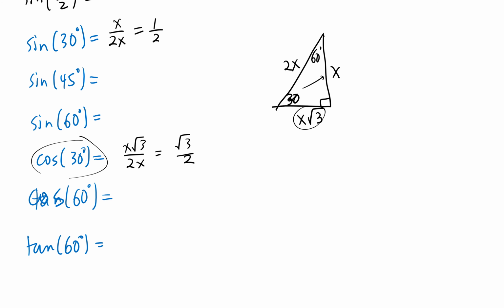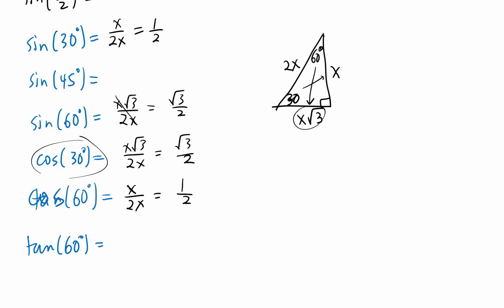We can do sine 60. Sine is the opposite over the hypotenuse, which is x root 3 over 2x. These cancel, so it's square root of 3 over 2. And cosine 60 is the adjacent over the hypotenuse. The adjacent to 60 is x and the hypotenuse is 2x, so that gives me 1/2.